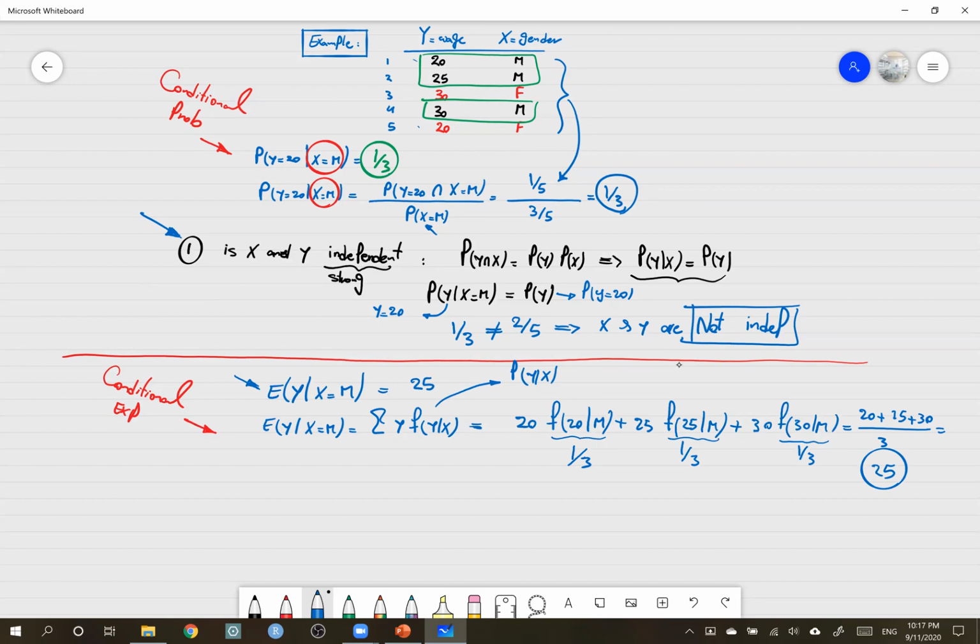So when I know what a conditional expectation is, let's see if we can answer this question. We want to see if x and y are mean independent.